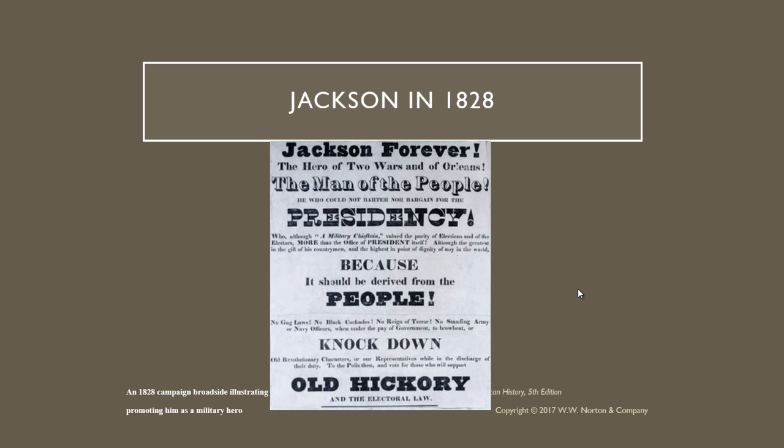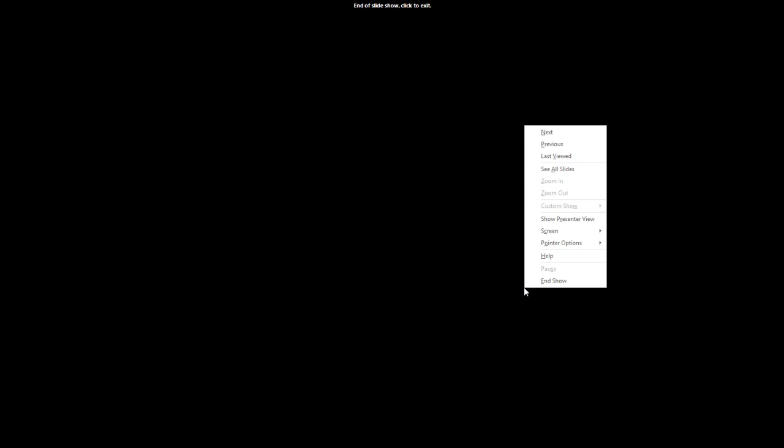And this is a broadside from the 1828 campaign illustrating how Andrew Jackson's supporters promoted him as a military hero and as a man of the people. As you can see, Jackson Forever, the hero of two wars and of Orleans, also known as Old Hickory. I'll let you read the rest of that. And that concludes chapter 9.